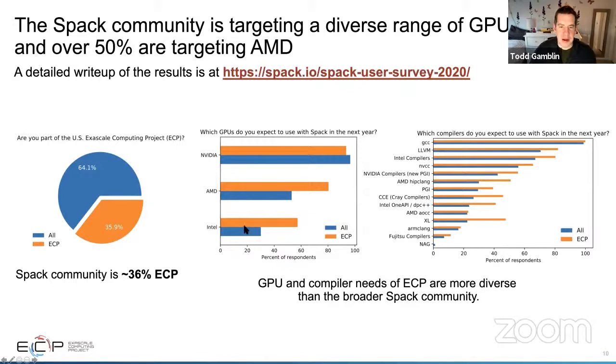I was surprised to see that the community at large was interested in Intel GPUs. I guess that might just be the fraction of the community that is ECP. Well, that's a little more than just that fraction. So that's kind of cool. By and large, the ECP folks want to use more exotic compilers and architectures than the rest of the community, but I think you could expect that. And there's more results like this in the survey.